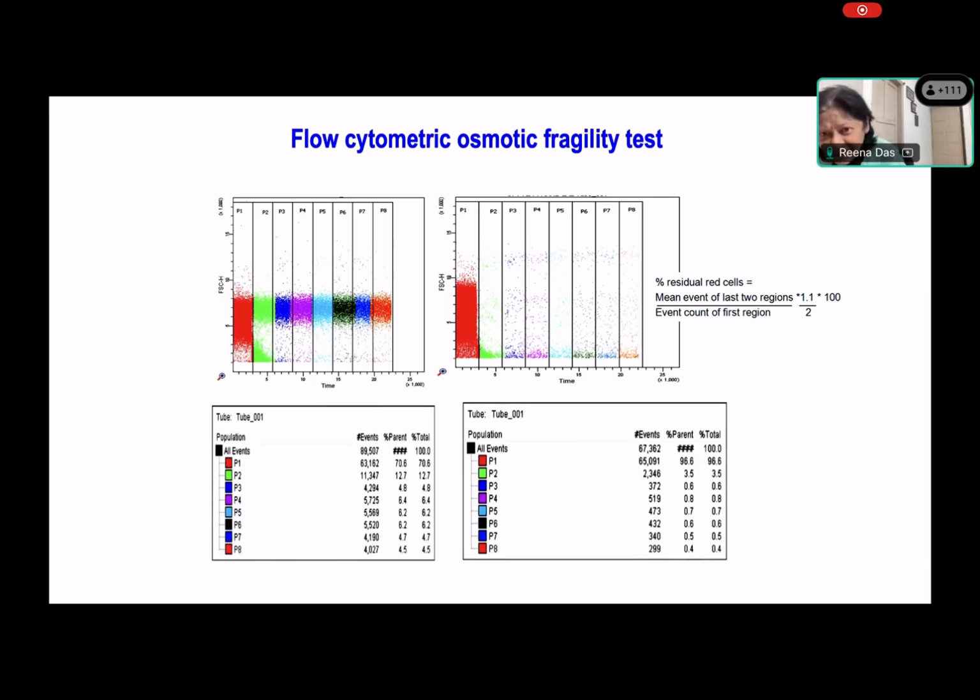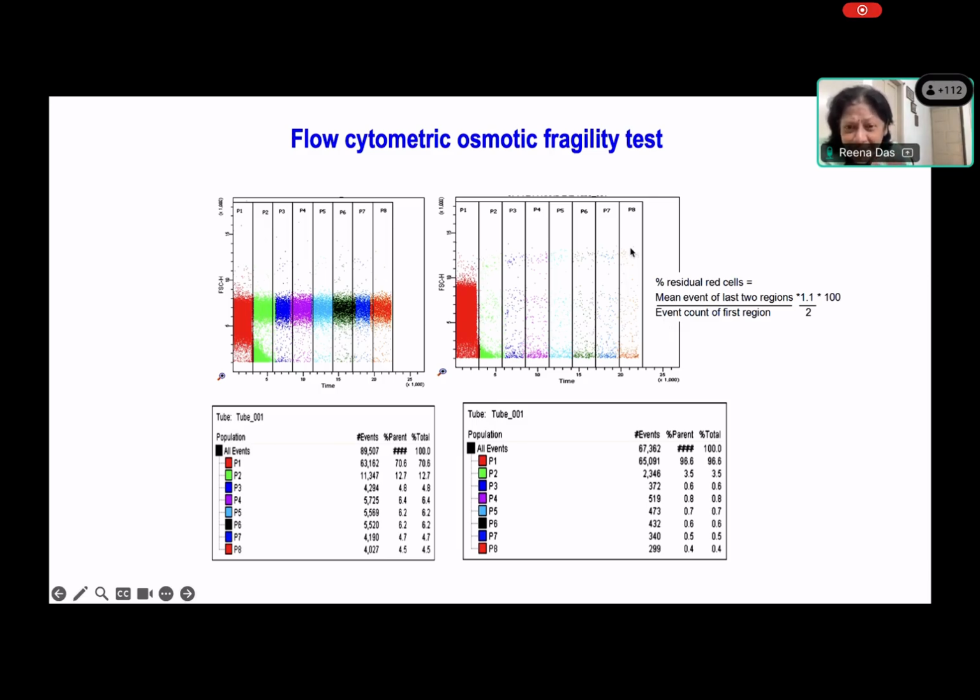Has anybody seen this test being done in the lab? This is a very simple test. You take the blood and put it in distilled water, not normal saline. After a little while, we take the reading, and if it is a hemolytic anemia, you'll find that at the end of the reading, which is a time slot of 1 or 2 minutes only, I've forgotten exactly how much, the residual cells are very few.